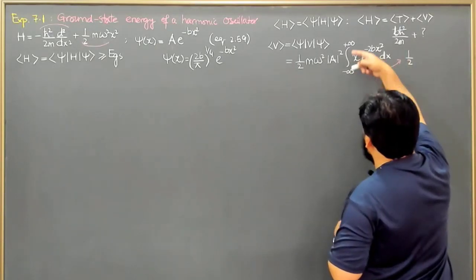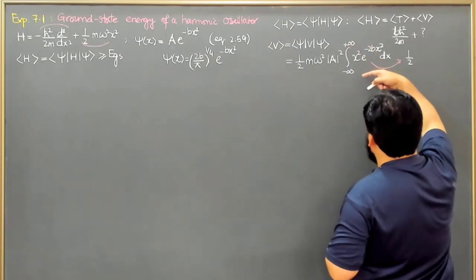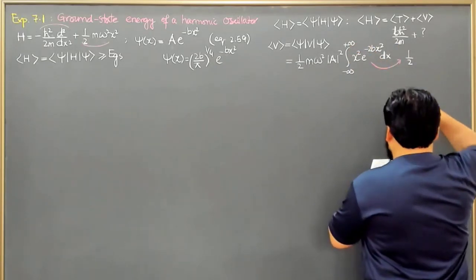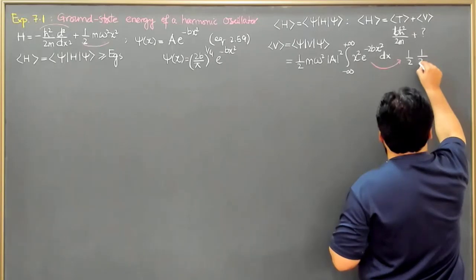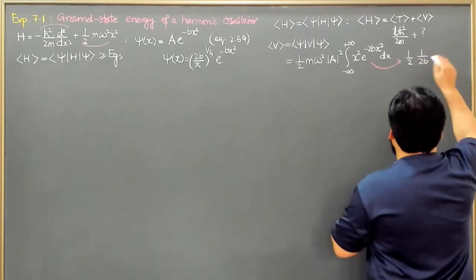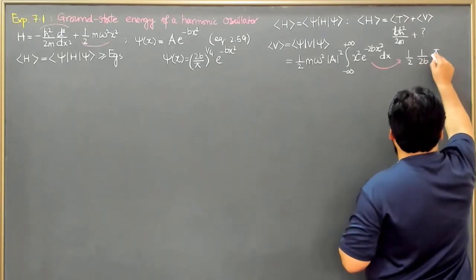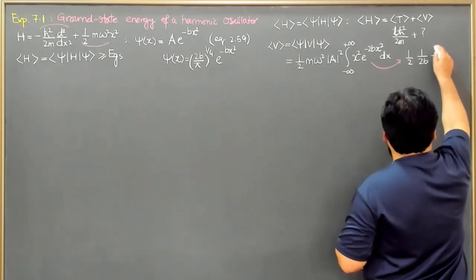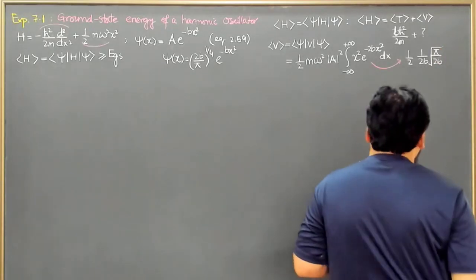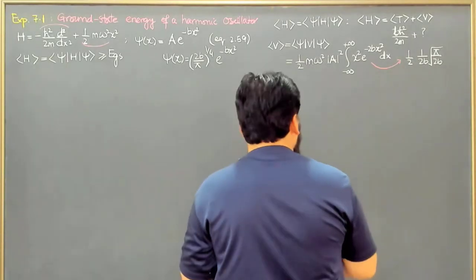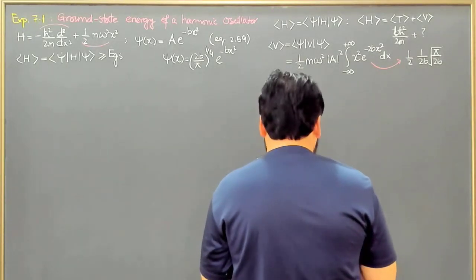It comes out to be half, because this is from minus infinity to plus infinity, and 1 over 2b I have written in the cube form, under the square root. So the result we have already derived in the previous calculation.